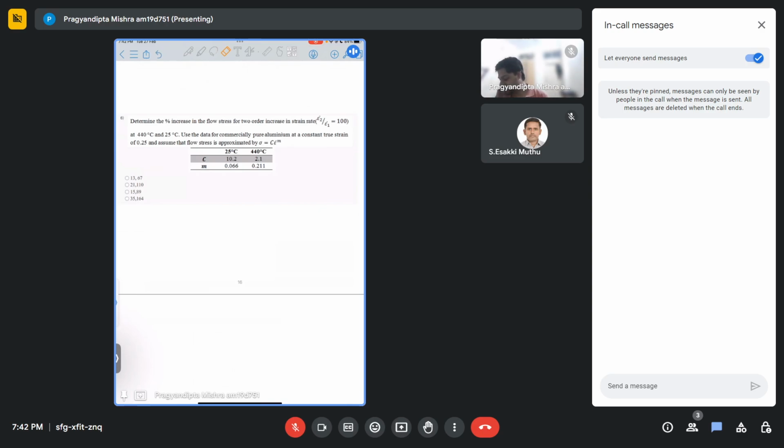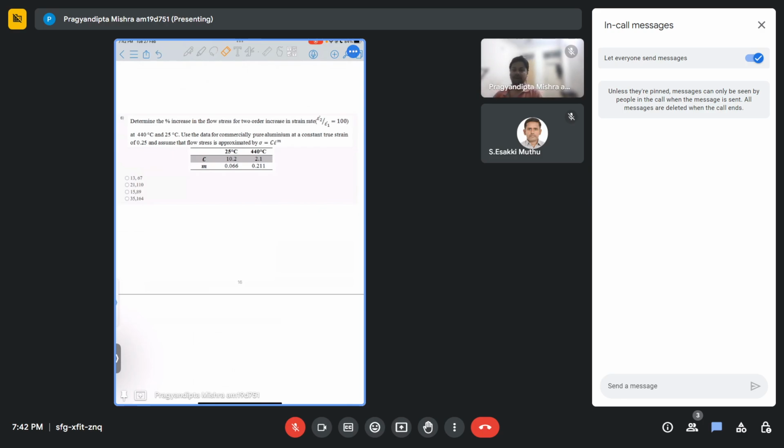At 440 degrees Celsius and 25 degrees Celsius. Use the data for commercially pure aluminium at a constant true strain of 0.25 and assume that flow stress is approximately equal to sigma is equal to C epsilon dot to the power m. So they're just giving us the same relation. Okay. So they're asking us to find the percentage increase in flow stress for both the cases.